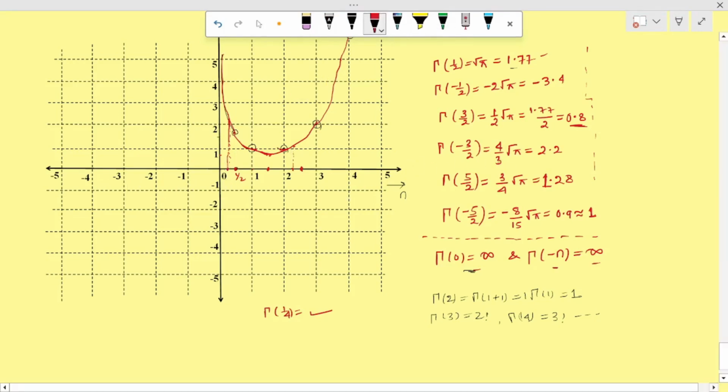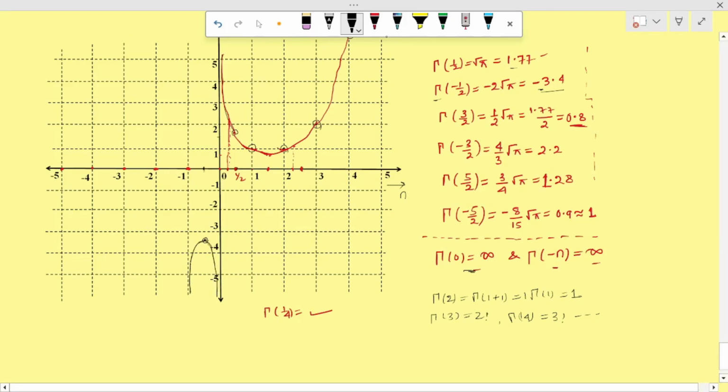Here gamma 0 is infinite, gamma of minus 1 also infinite, minus 2, all the negative integers will give infinite value. Now gamma of minus 1 by 2 is minus 3 by 2 times root pi, so the value is approximately minus 3.5 here. So the graph will be like this. If I move towards minus 1, it will be infinite. If I move towards 0, also it will be infinite.